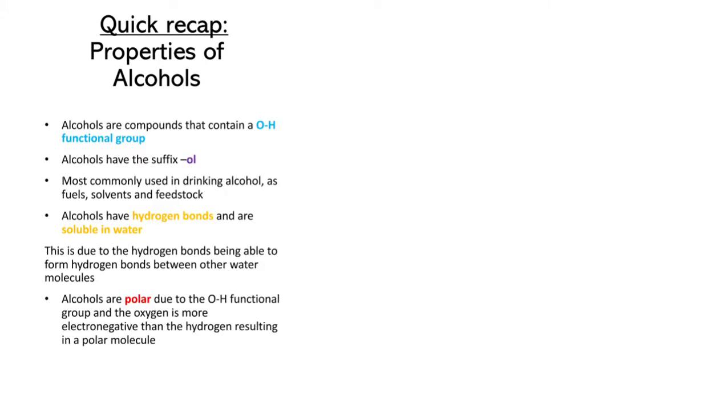So firstly, we all know that alcohols have the functional group OH, or hydroxyl, and due to this, alcohols have a suffix of -ol. For example, hexanol, methanol, and ethanol. Alcohols are most commonly used in drinking alcohol, fuels, solvents, and feedstock.